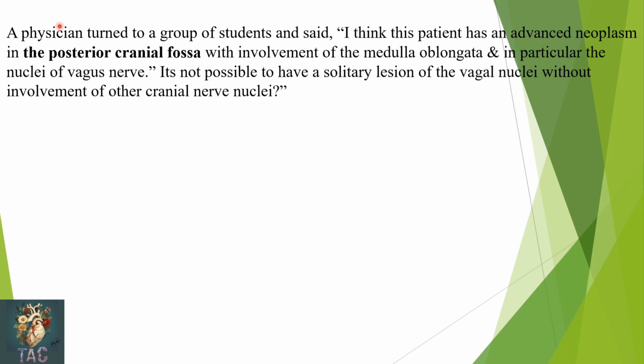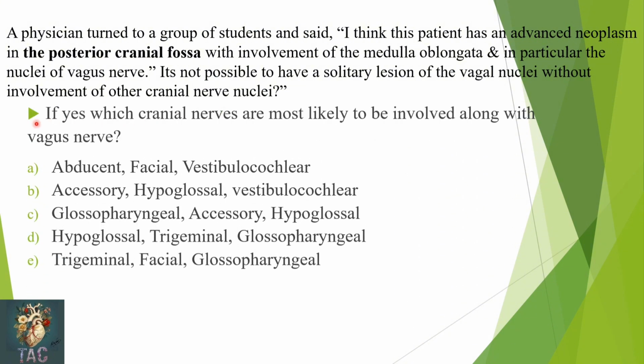Next MCQ: a physician turned to a group of students and said, I think this patient has an advanced neoplasm in the posterior cranial fossa, again with involvement of the medulla oblongata and in particular the nucleus of the vagus nerve. It is not possible to have a solitary lesion of the vagal nuclei without involvement of the other cranial nerves. Which cranial nerves are most likely to be involved along with the vagus nerve?